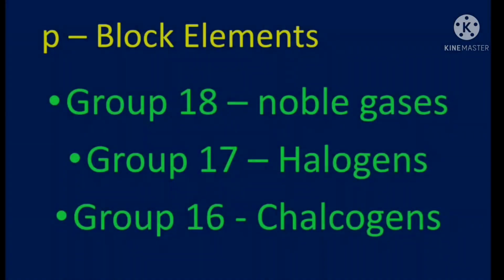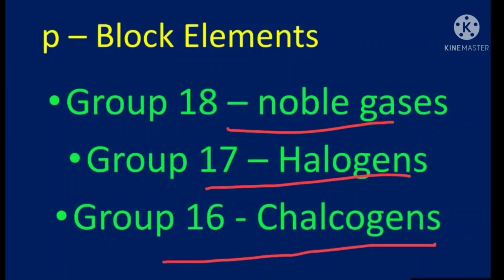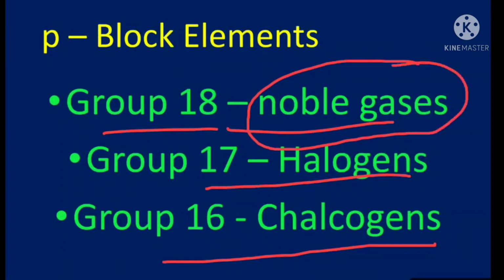In P block elements, group 18 elements are otherwise called noble gases. Group 17 elements are called halogens, whereas group 16 elements are called chalcogens. As we know, group 18 elements are inert in nature. That is why they are called noble. Since they are in gaseous form, they are called noble gases.